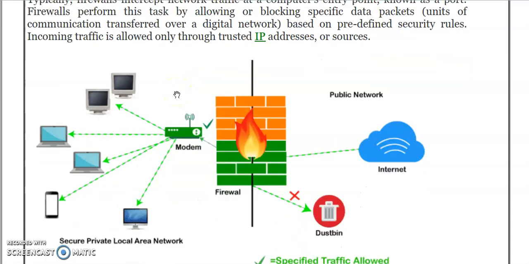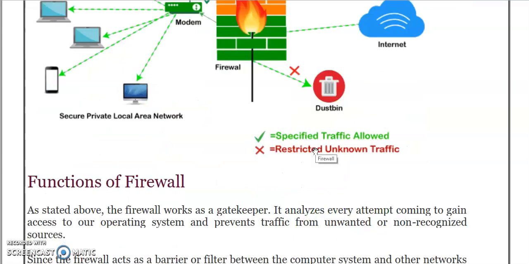So, this is a private local area network, and this is the network connected through a modem, and this is your public network, and this is a firewall. So it is protecting these two networks from each other and keeping the data secured between them.